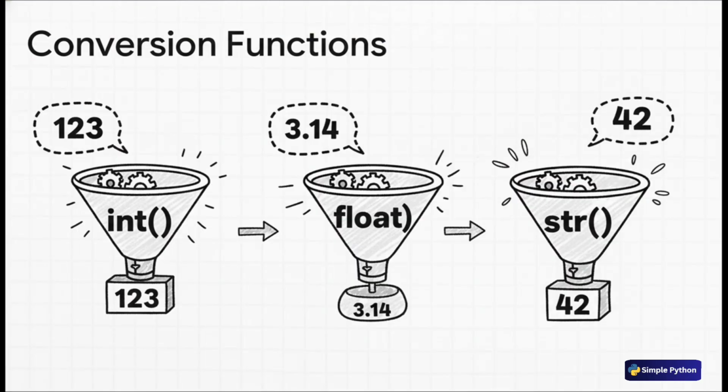And luckily, Python gives us the tools to do this exchange. We have int(), which tries to turn something into a whole number. We have float(), which is for numbers with decimal points. And, just so you know, str() does the opposite. It can turn a number back into a string if you ever need to.